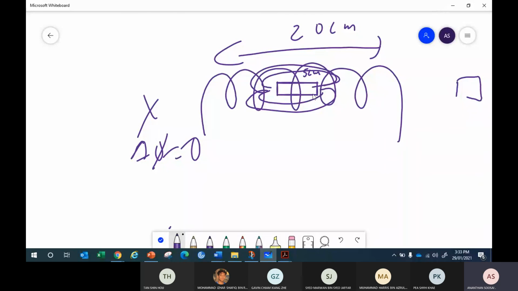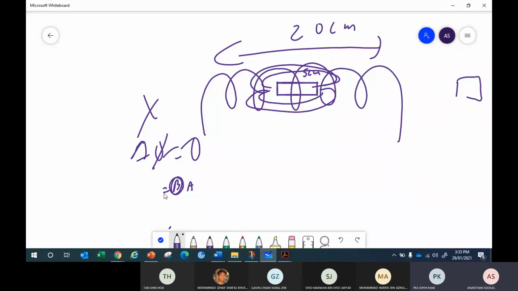Good question. It should not, because flux is B dot A. The area is so big. The B is just inside, the entire B inside. It's just moving front and back. The B also never changes. So the B dot A will be constant.